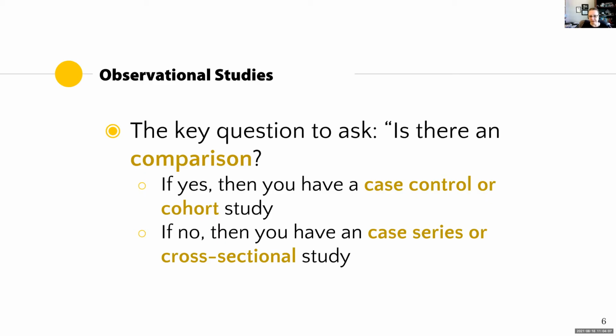Then, once you decide there's not, and that you've got some observational studies to look at, the next question you ask is there a comparison? If there is a comparison group, then you have a case control or cohort study. If there is no comparison group, then what you've got is a case series or cross-sectional study. And we're going to look at each one of these.